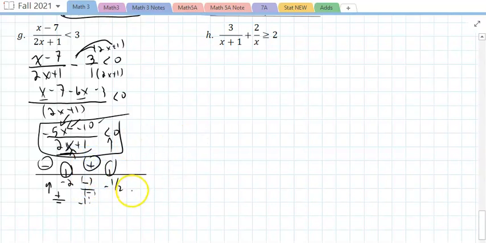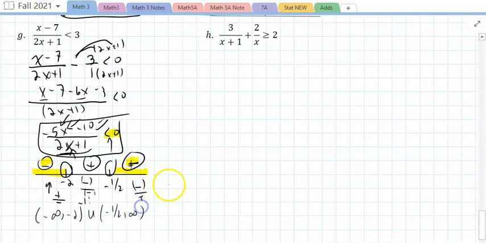And a point to the right, say 0. The top is a negative 10 and the bottom is a positive 1. That's a negative, I'm sorry. I want to know, where is this less than 0? Wherever it's negative. That is from negative infinity to negative 2, union with negative 1/2 to infinity.